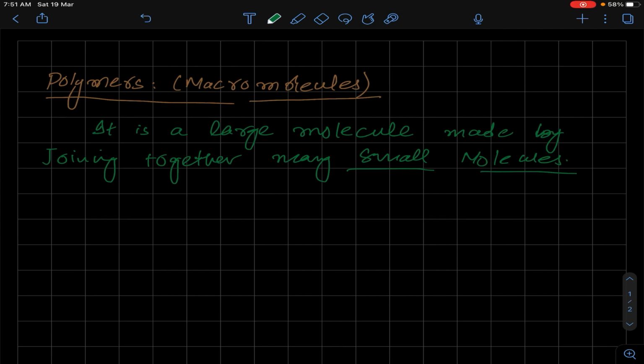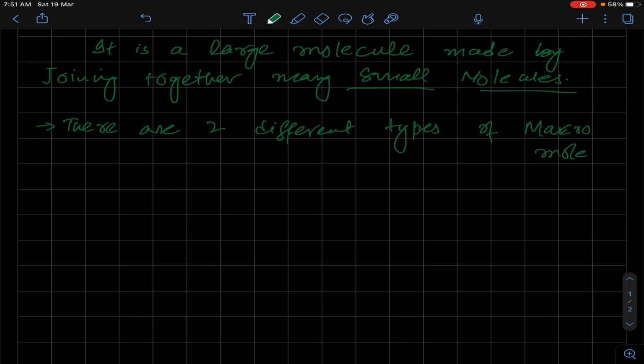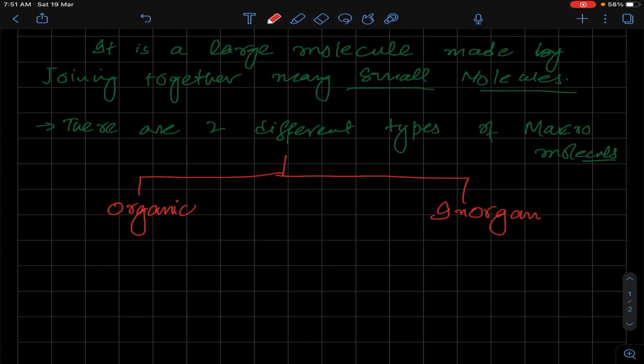So basically, the term macromolecule, we have also used it in chemical bonding, right? Macromolecules are of two types. There are two different types of macromolecules. One is organic macromolecules, and the other one is inorganic macromolecules, right? So macromolecules are either organic or inorganic.